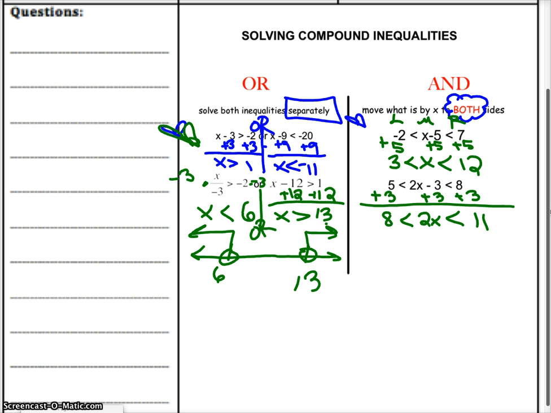How do I get rid of the 2? Divide. I have 3 parts. So I divide the middle, divide the left, divide the right. 4 is less than x, which is less than whatever 11 halves is. What, 5.5? It's okay that it's a fraction or decimal.